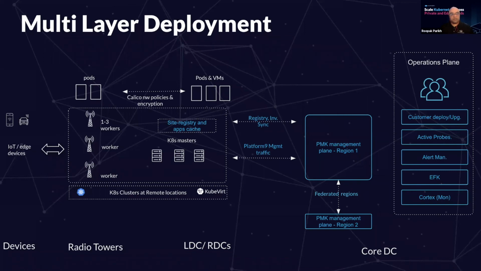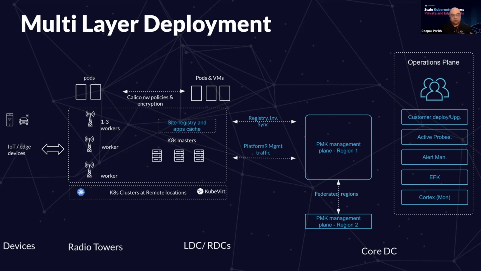Let me start from the left side, which is where the devices are, your connected cars, your connected devices. Those devices connect to your radio towers, where you will have some servers running, and those servers would be running your containers. Or if you are on a 4G stack or an older stack, you may also have virtual machines. But since we're talking about Kubernetes, let's focus on pods and containers. So they will have those containers running.